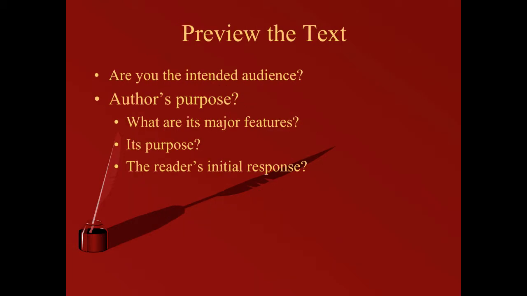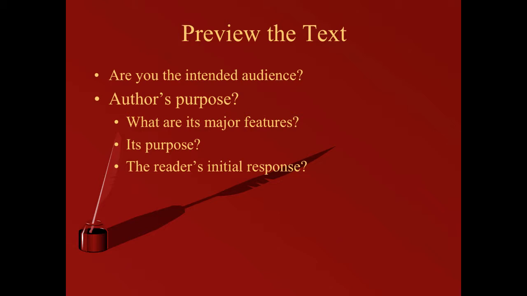So first you need to start by previewing the text. First of all, are you the intended audience? Are you the person that the writer had in mind when he or she wrote the text? Also need to think about the author's purpose. We talked about this a little bit before. An author's main purposes in academic writing is either to inform or to persuade.